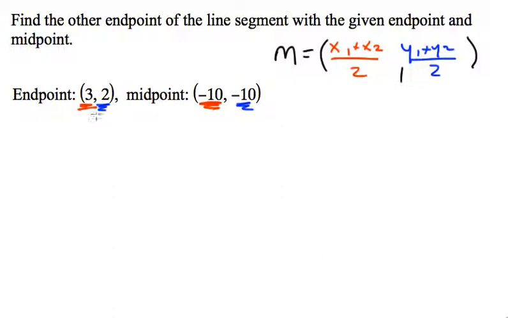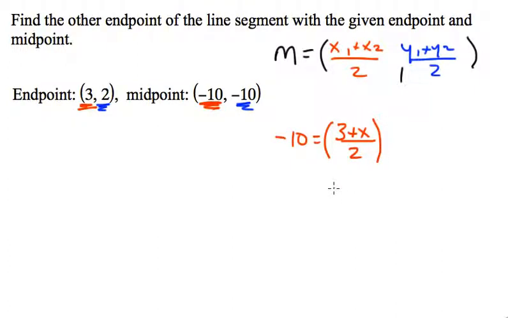So what I know is that the midpoint coordinate for x is going to be negative 10. And that's going to be equal to, one of my endpoints is 3, and the other one I'll call x, and that whole thing over 2.